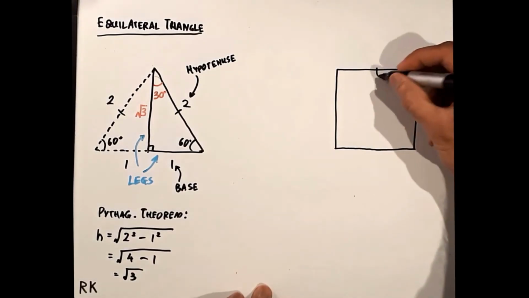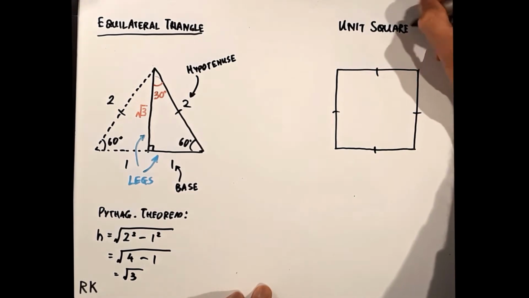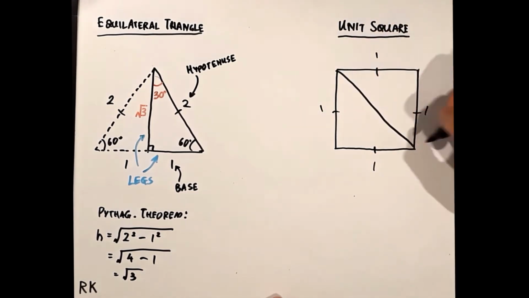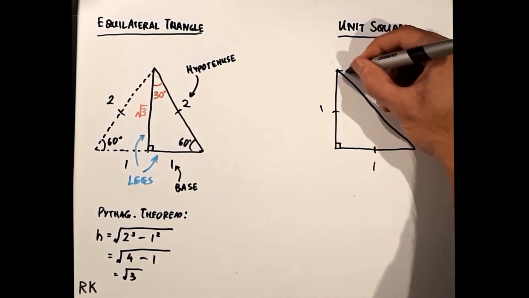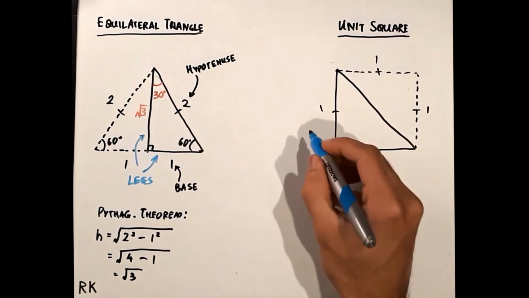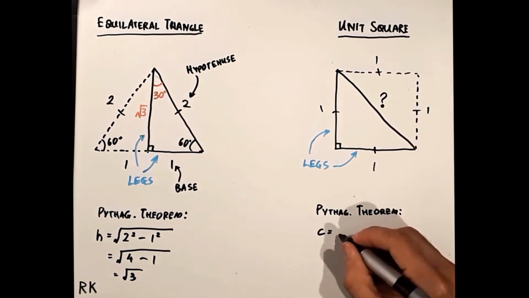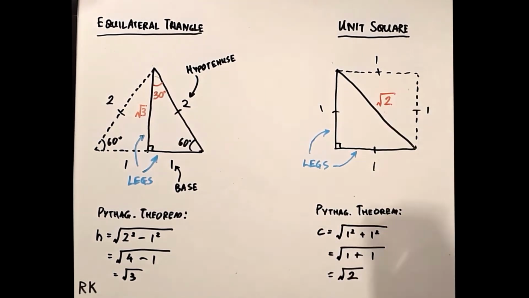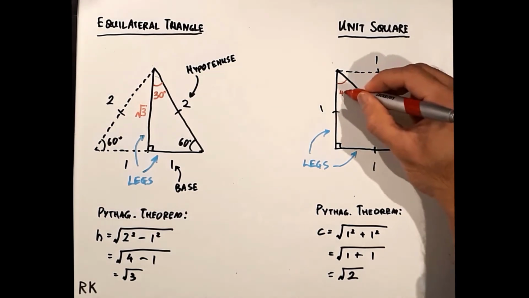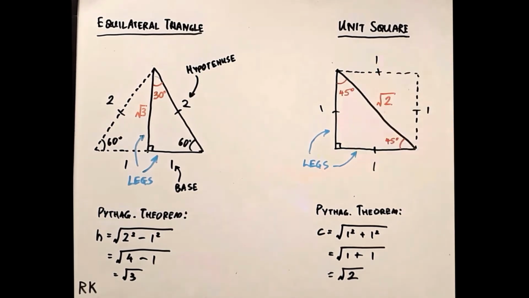This is a unit square. Each side is 1 unit long. If we cut it in half diagonally, we get a right-angled triangle again. But this time, the legs are each 1 unit long, but the hypotenuse needs to be calculated. Using Pythagoras' theorem, we can work this out to be √2, and this is how you can build the second special triangle.